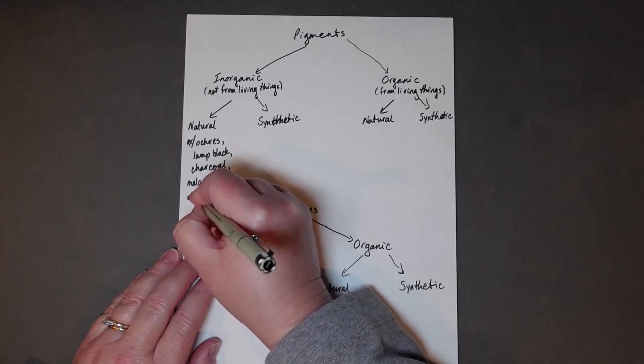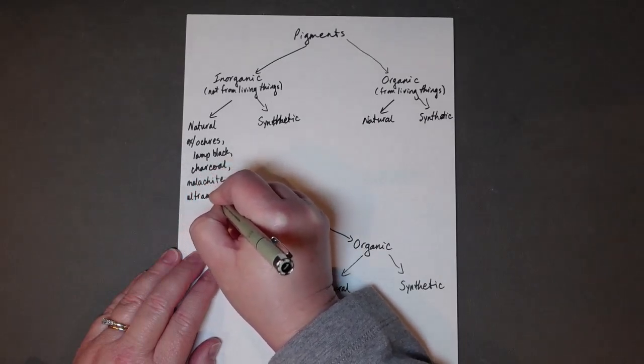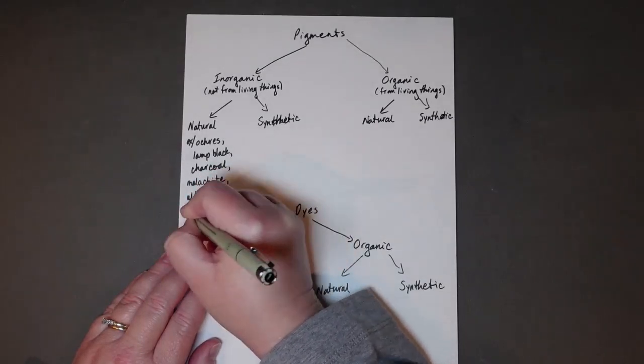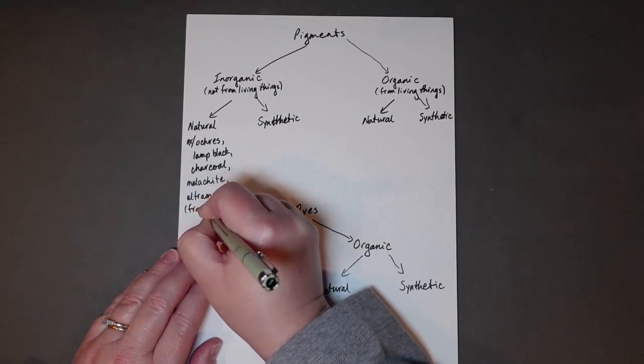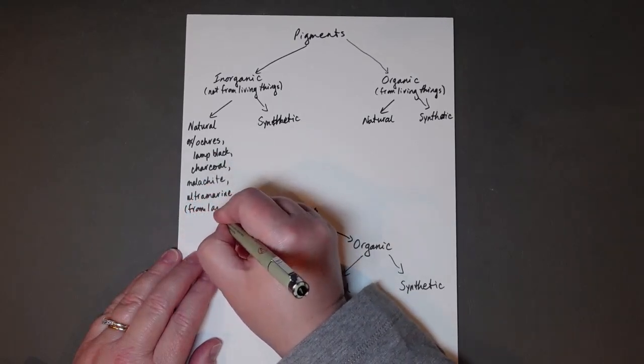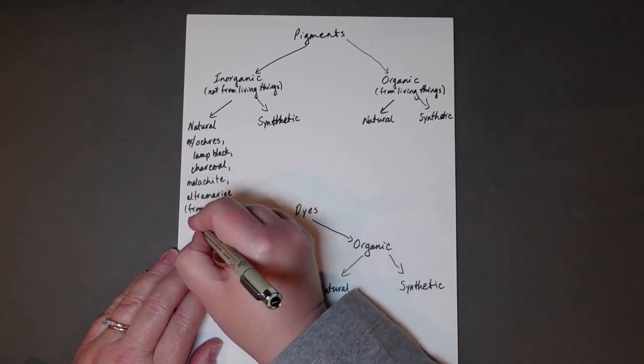Ultramarine. Now, this is old school ultramarine that's actually from a mineral called lapis lazuli.